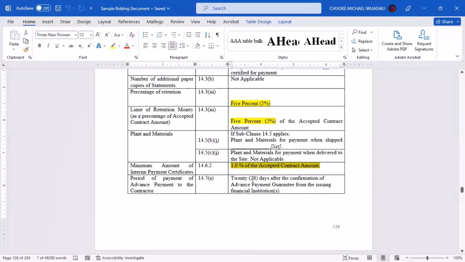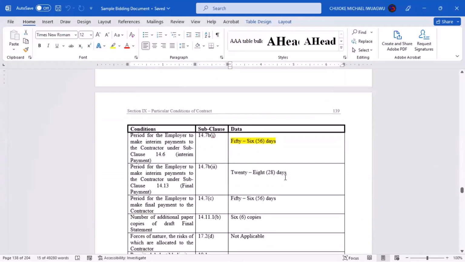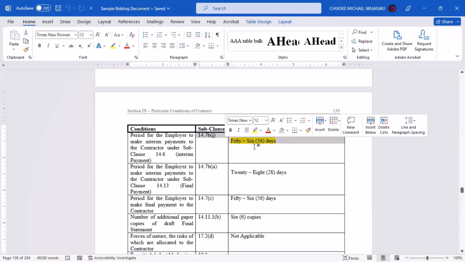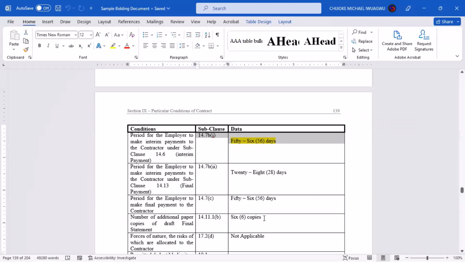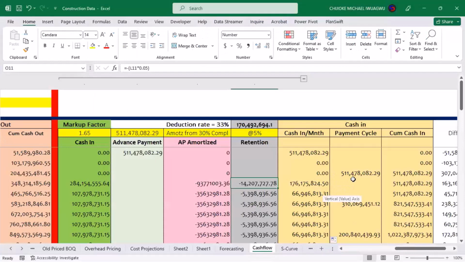So note this one. Now, again, it says somewhere here, period of payment of advance payment is 28 days. This one is not the one I'm calling attention to. It is the one that is coming after it that I'm calling attention to, which is this one. Item 14.7 B1. Period for the employer to make interim payment to the contractor under subclause 14.6, interim payments. Now, see what it's saying here. It is 56 days. So even though we are doing our projects and progressing on a monthly basis, and we are submitting our certificates on a monthly basis, the employer is not bound to pay us the money within the space of a month. There is actually about a 56 days window where the man has to wait, process, and document, before making payments. That is why we need to always put that into reality, into what is actually happening in our project.